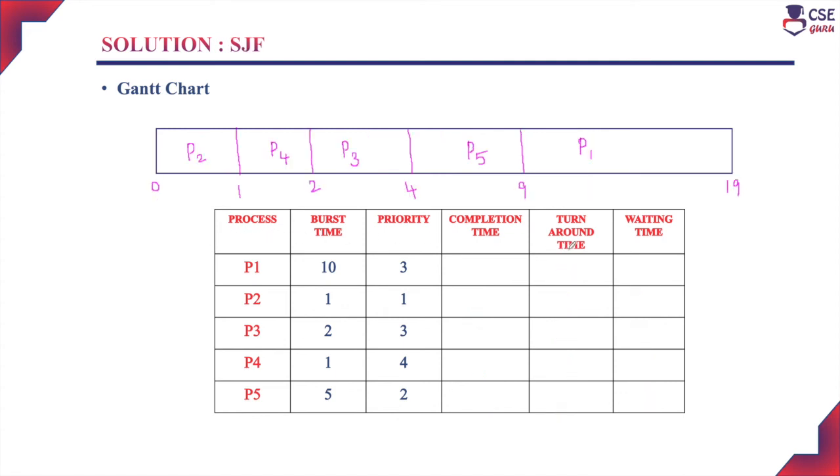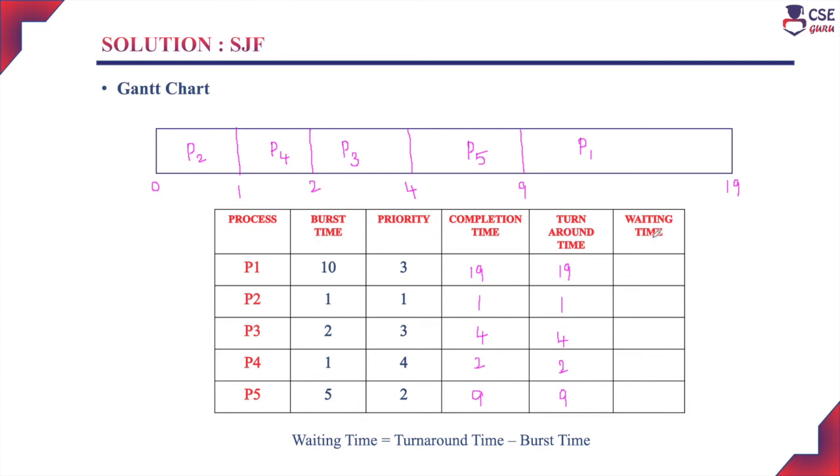Next, we will find the turnaround time and the waiting time for each process in the SJF algorithm. First, we will find the completion time. So, the completion time for process P1 is 19 milliseconds, and for process P2, it is 1. Process P3, it is 4. Process P4, it is 2. And process P5, it is 9. Since the arrival time for all the processes is given as 0 milliseconds, the completion time itself will be the turnaround time.